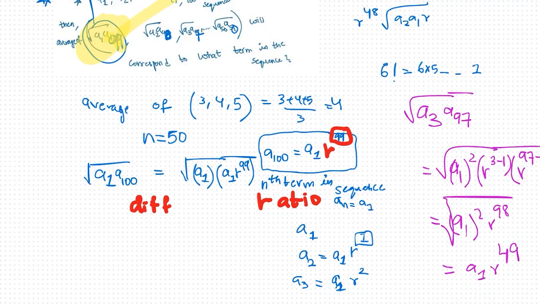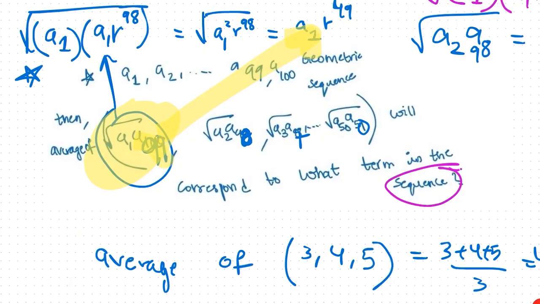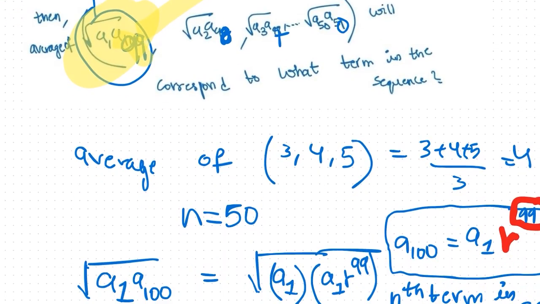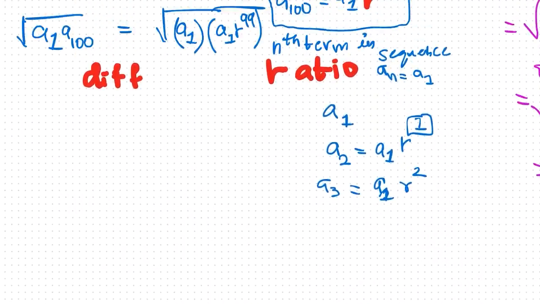So now read the question more. Can you answer this? The average of all these terms will correspond to what term in the sequence? This geometric sequence. It'll be the 50th term. Good. Average of all identical numbers is the same identical number. Average of 1, 1, 1 will be 1. So the 50th term is the answer. Fine. Anything else?